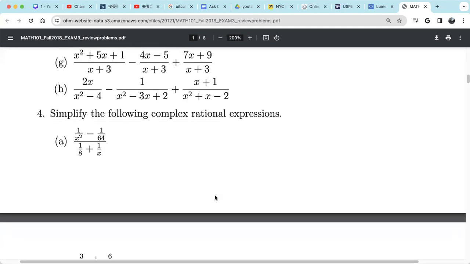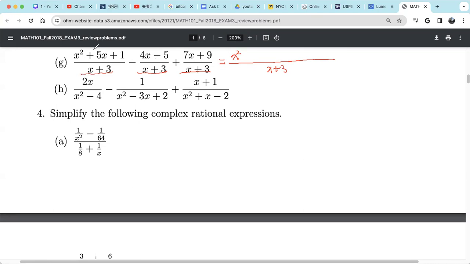Well, let's see G. G, we have 3 terms, but these all have the same denominator already. So we just perform the operation in terms of the numerator. So the denominator is just x plus 3. The numerator will have x squared, right? X squared, that's just 1x squared.